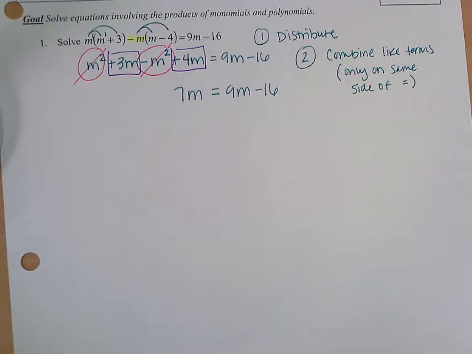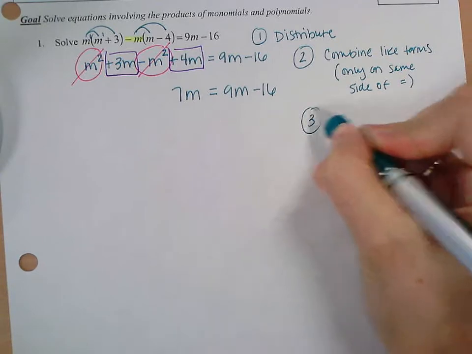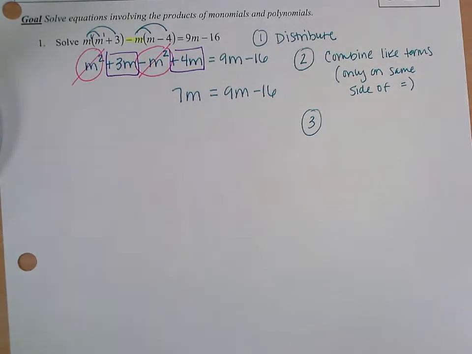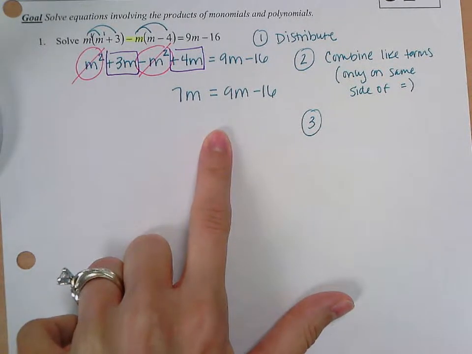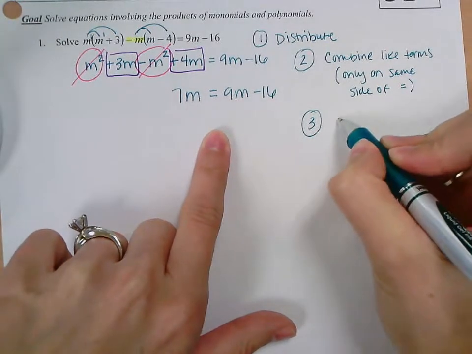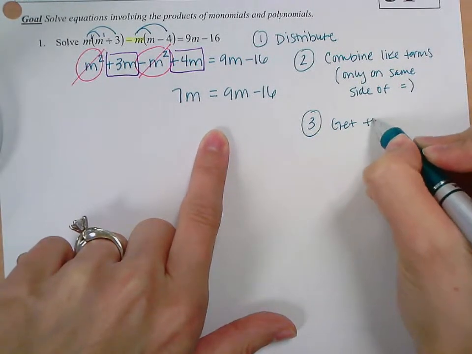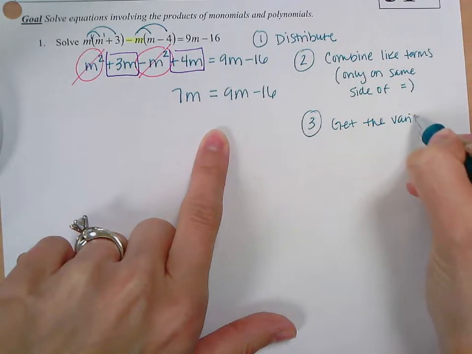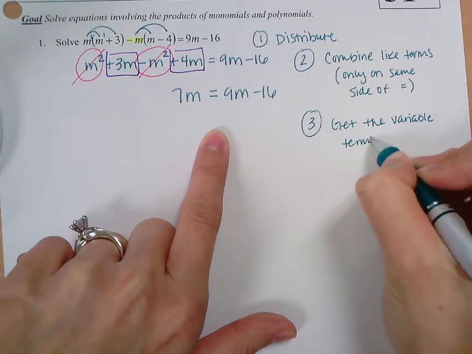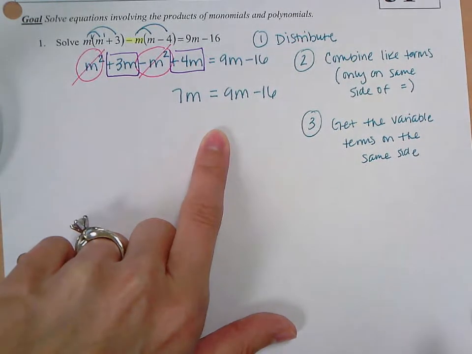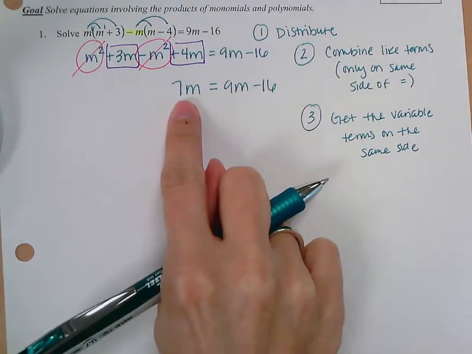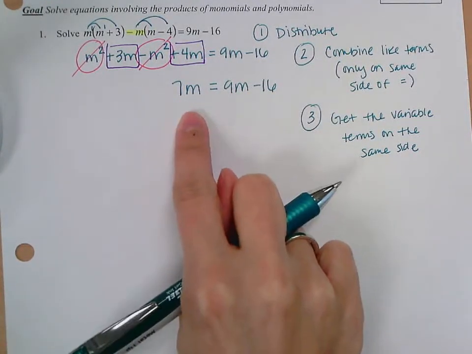And now from here, I did all my distributing. I combined like terms. So now I am trying to solve for the variable. Anybody know what my next step would be? Daddy? Right, so get the, I'll call them variable terms on the same side. So I need to get the 9m over here by the 7m. So what do I have to do to both sides to do that?